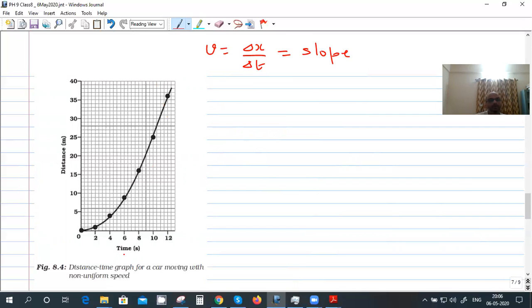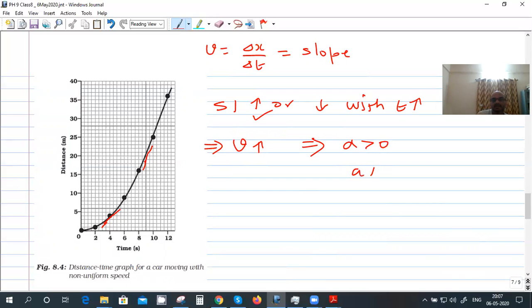So is the slope changing from point to point? Yes, it is. Okay, let me draw a slope at this point and at this point. So is the slope increasing with time or decreasing with time? The slope is increasing. As time increases, the slope is increasing. Okay, that means velocity is increasing or decreasing? Velocity is increasing. Okay, that means acceleration is positive or negative? Positive.